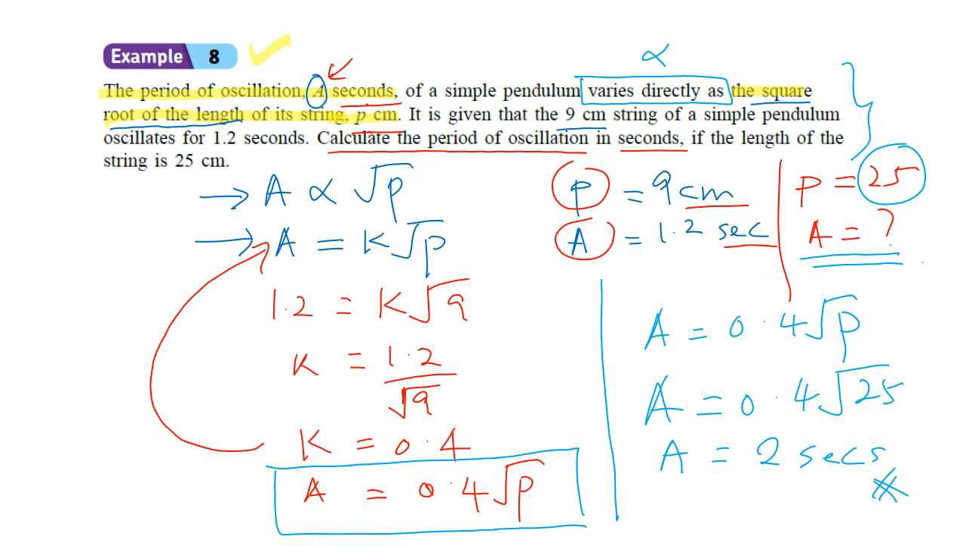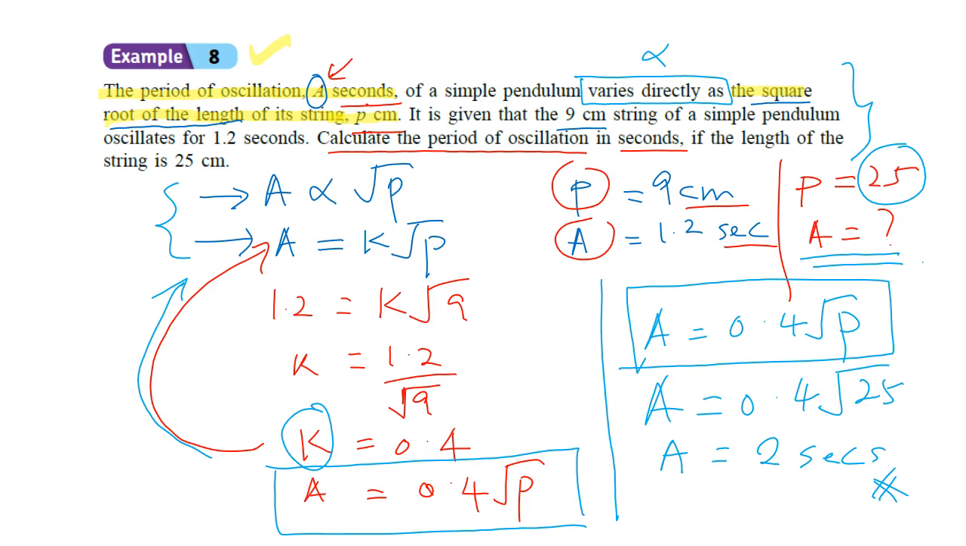What is important is you have to read the questions carefully. You have to write these two important pieces of information first. Find your K, and then you substitute back, and when you get your equation, it will help you to find the value of one of the variables.